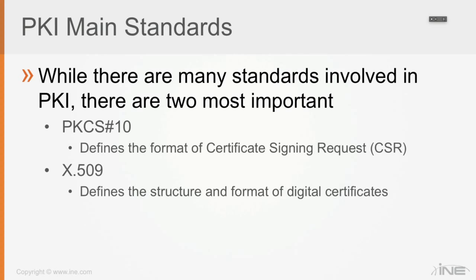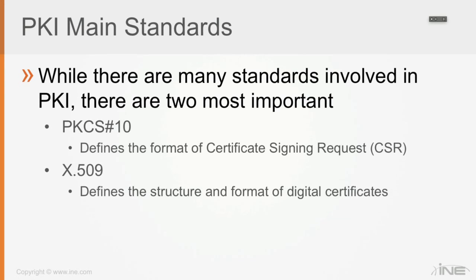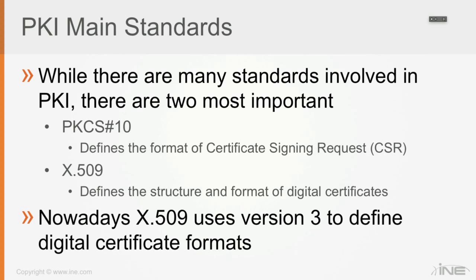And also we have another standard, X509, which defines the structure and format of the certificates. So we need a standard format for the request, so all CAs need to receive the request in pretty much the same format. They're going to validate the request as we looked at before, and then when the CA issues the certificate, it's going to put that in a specific format, which is standard, which is X509. So those are the two most important standards. And nowadays X509 uses version 3 to define digital certificate formats.